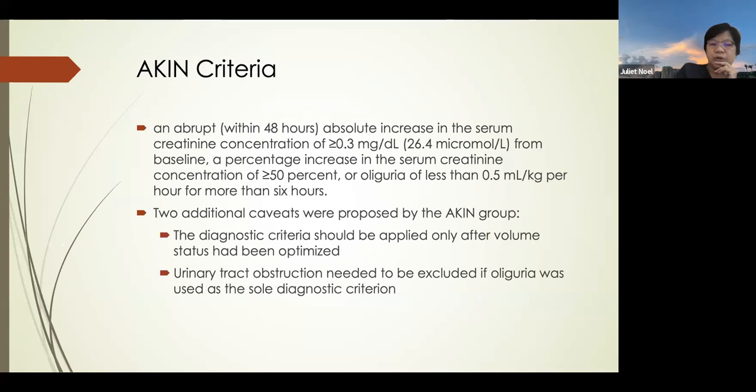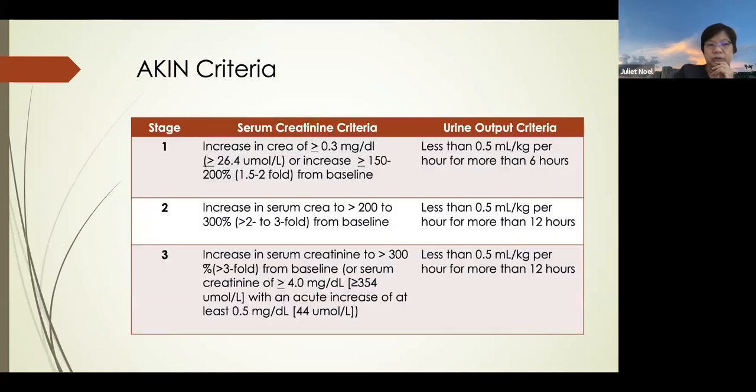Urinary tract obstruction needs to be excluded if oliguria is used as a sole diagnostic criterion. You just make sure that the bladder is not distended. Otherwise, the patient may be anuric because of obstruction.